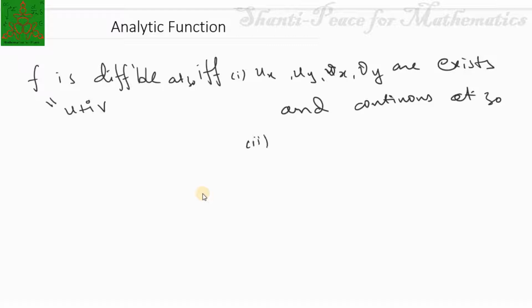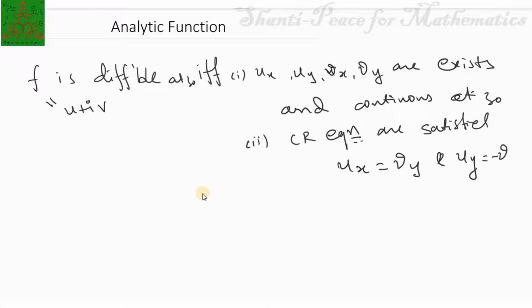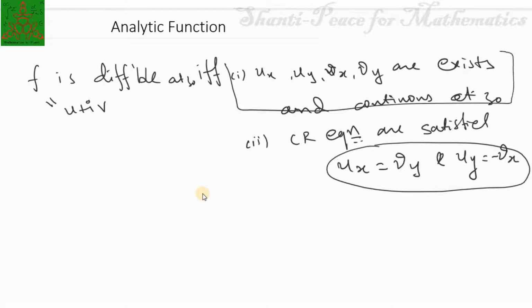The second condition is that the CR equations are satisfied. What is the CR equation? It is known as the Cauchy-Riemann equations, and they are nothing but ux is equal to vy and uy is equal to minus vx. Also, we have converted this CR equation into the polar form in the previous lecture. We also talked about that if you drop condition 1, the necessary condition, then the function is not differentiable. So both these conditions are required to make a function differentiable.